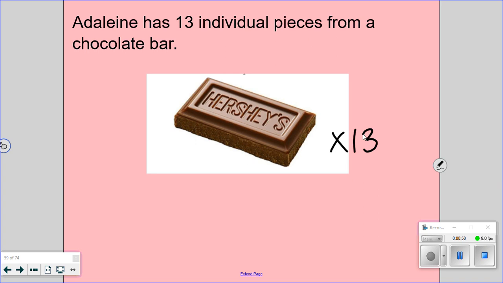What else are we wondering about? Avery, what are you wondering about? I'm wondering, are you going to eat any of it, or is it just going to stay how it is? Okay. Wondering, is Adeline going to eat any of these pieces? Are they just going to stay where they are? Archer, what are you wondering? Is she going to give any of the pieces to her friends?